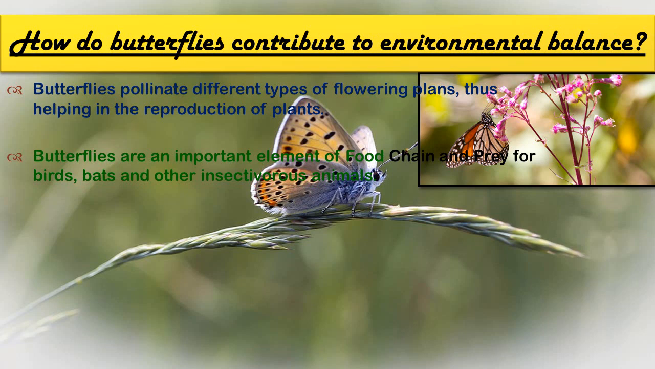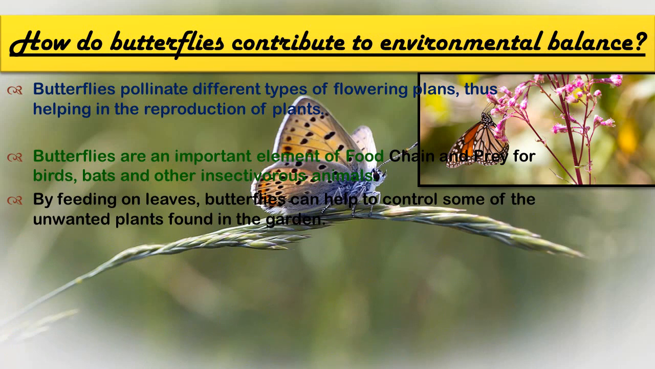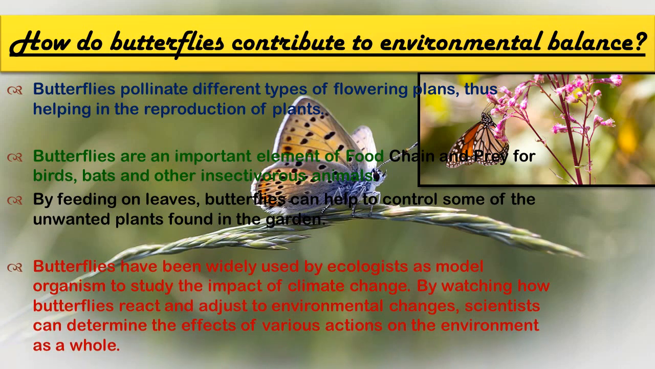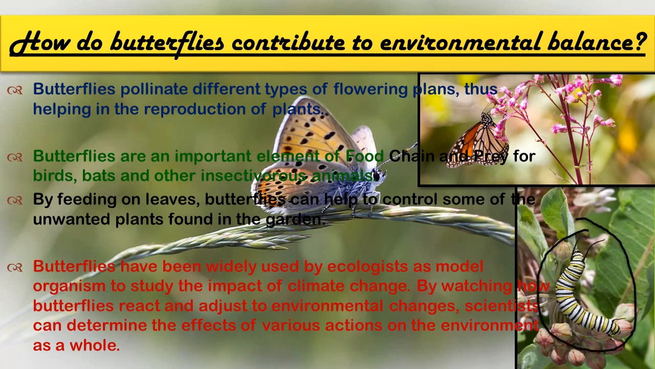So butterfly is also a part of a food chain, and by feeding on leaves, butterflies can help to control some of the unwanted plants found in the garden. Butterflies have been widely used by ecologists as a model organism to study the impact of climate change. By watching how butterflies react and adjust to environmental changes, scientists can determine the effects of various actions on the environment as a whole. So butterflies are a very important part of the food chain and also of nature. Butterflies are the primary consumer. Alright, this is a caterpillar of a butterfly.